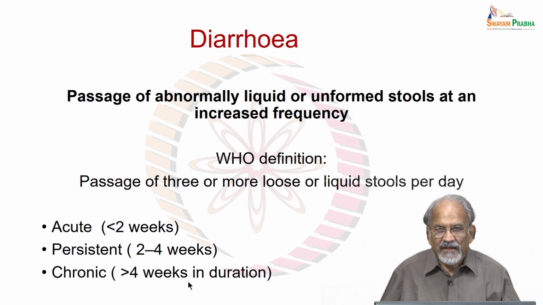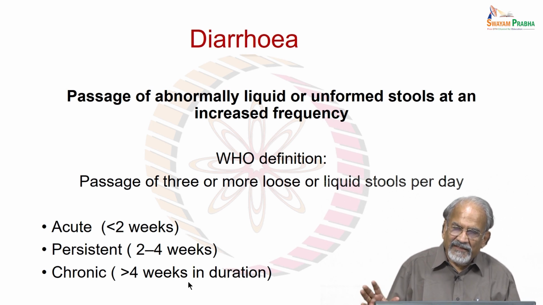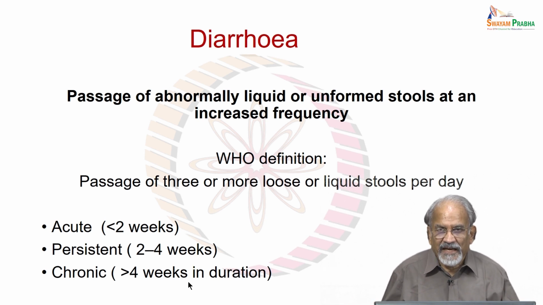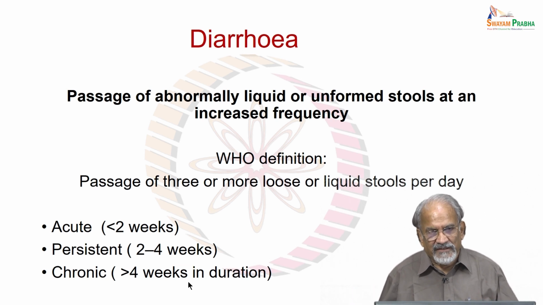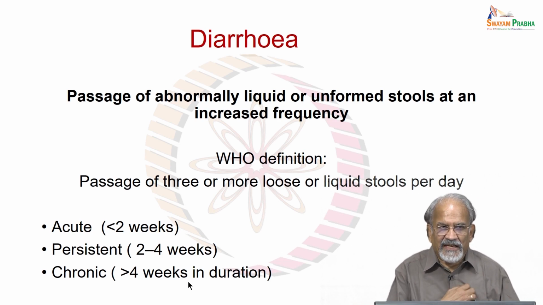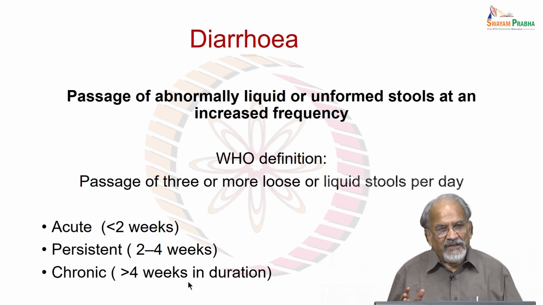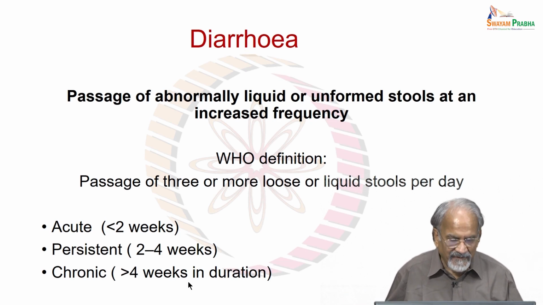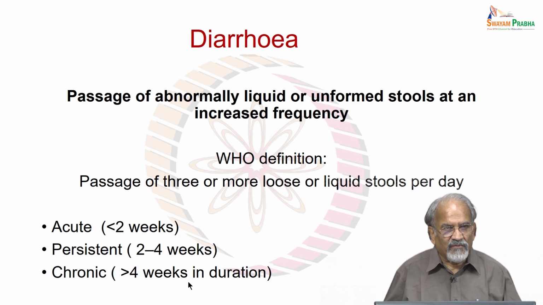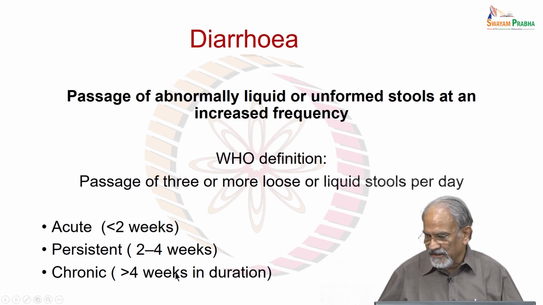Now, diarrhea can be acute diarrhea, if it lasts for less than 2 weeks. It can be because of a disease, an infection, or a side effect. It can be persistent diarrhea, which is when diarrhea lasts more than 2 weeks to 4 weeks, and chronic diarrhea when the duration is more than 4 weeks, particularly in irritable bowel syndrome or sometimes other conditions.